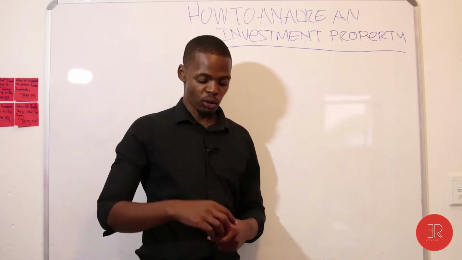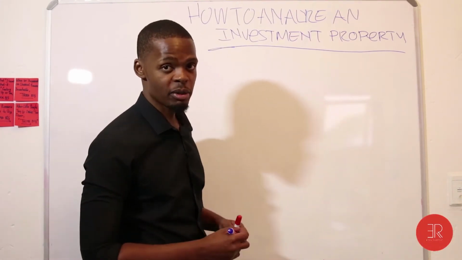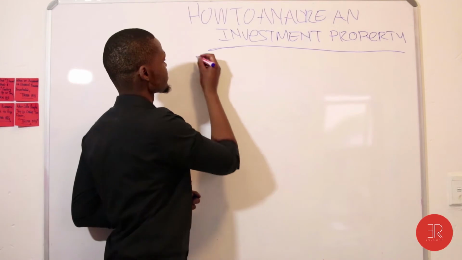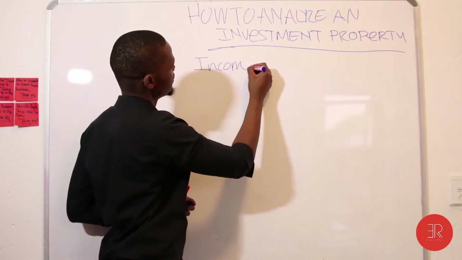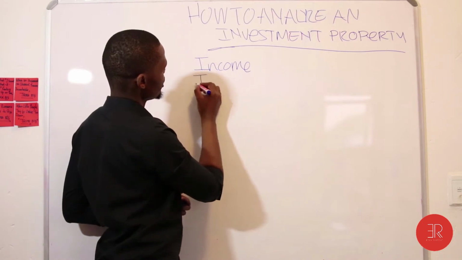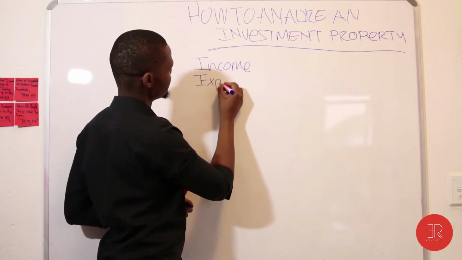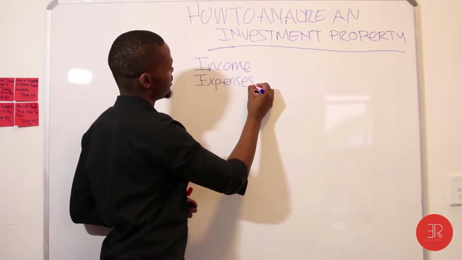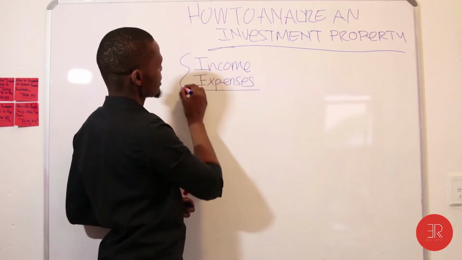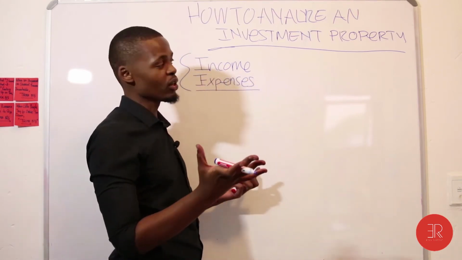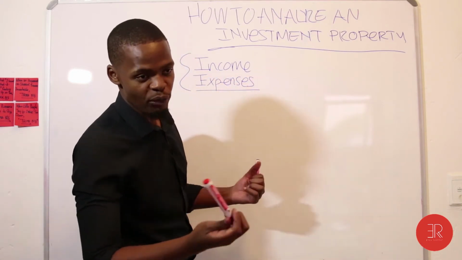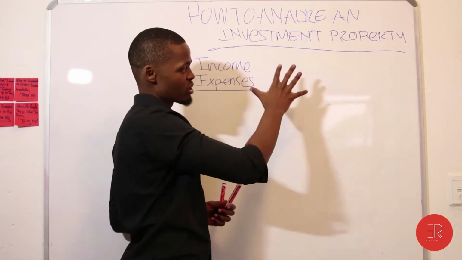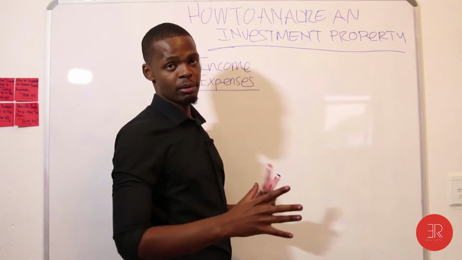Two things you want to note when you're analyzing an investment property are this. What is your income and what are your expenses? So this is pretty simple. You just need to know what your income is and what your expenses are. So we're just going to do a little breakdown of a deal that we can come up with, but I'm just going to start with the expenses and we can take it from there.